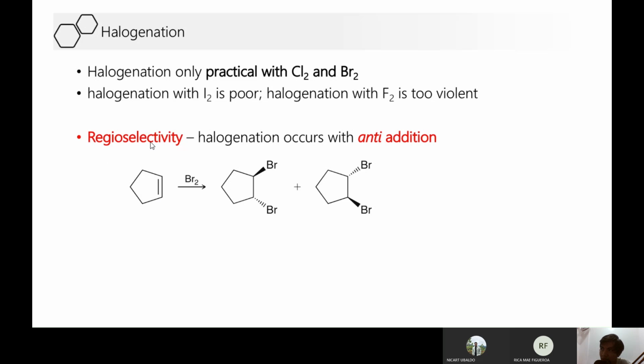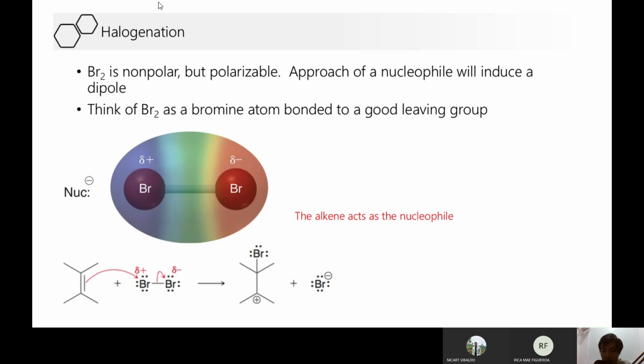Okay, so how about the regioselectivity? When we add bromine, it happens, no? The halogenation process happens via anti-addition process. Di ba kanina alam natin yun? Syn. Kapag syn, parehas silang nasa taas, parehas silang nasa baba. Pero for halogenation, ang nangyayari ay anti-addition. So mamaya discuss natin kung paano naging anti yan, no? Yung anti meaning nun yung isa nasa taas, yung isa nasa baba, okay?